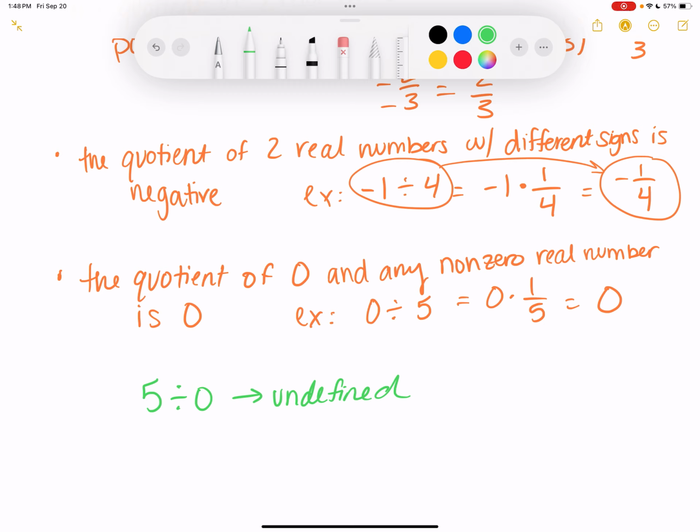Okay? 0 can be on the top. If 0 is on the top, then it's equal to 0. If it's on the bottom, it's undefined. But in this section, you shouldn't have one like that. It'll come later, much later in math. Not saying you won't have it this year, but it'll be a while.